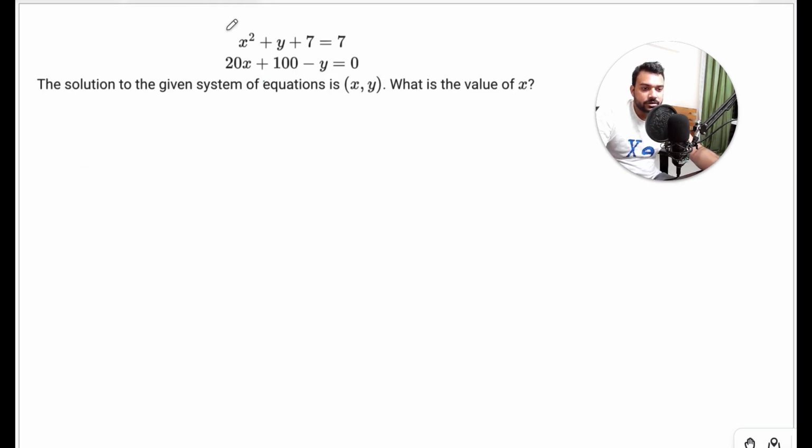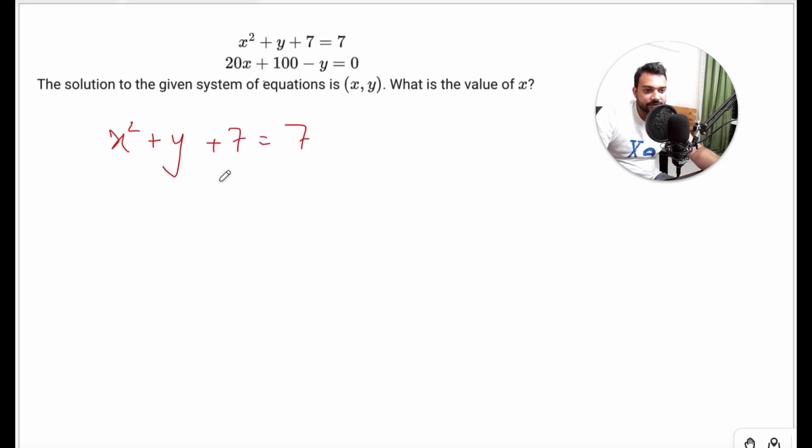So the next question is x squared plus y plus 7 is equal to 7. 20x plus 100 minus y is equal to 0. The solution to the given system of equations is x comma y. What is the value of x? It's a pretty straightforward question. So x squared plus y plus 7 is equal to 7.